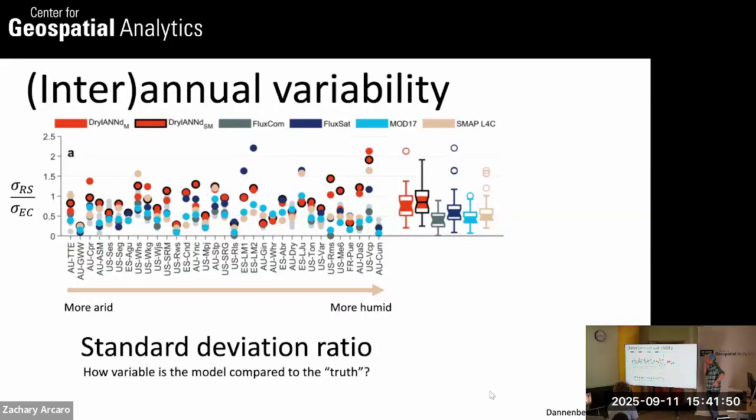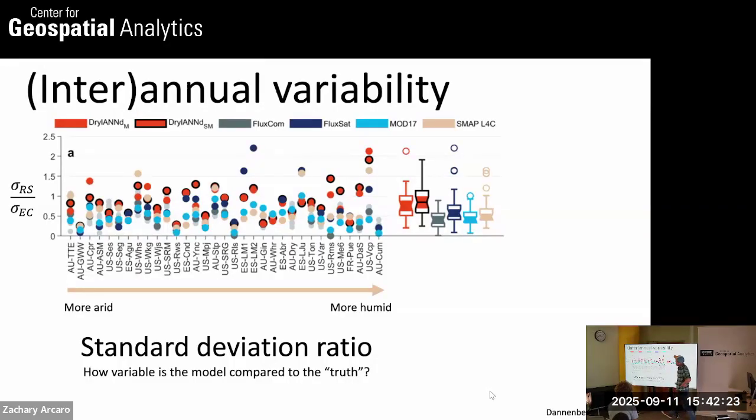So this is another look at the same thing. Now what I'm showing is on the y-axis, the standard deviation ratio, which is just the ratio of the variability from the remotely sensed prediction divided by the standard deviation of our measured quantity. So here, for example, it's the standard deviation of the remotely sensed gross primary production from the satellite divided by the standard deviation of gross primary production from the site. These are each individual sites, and each point is representing one different model.